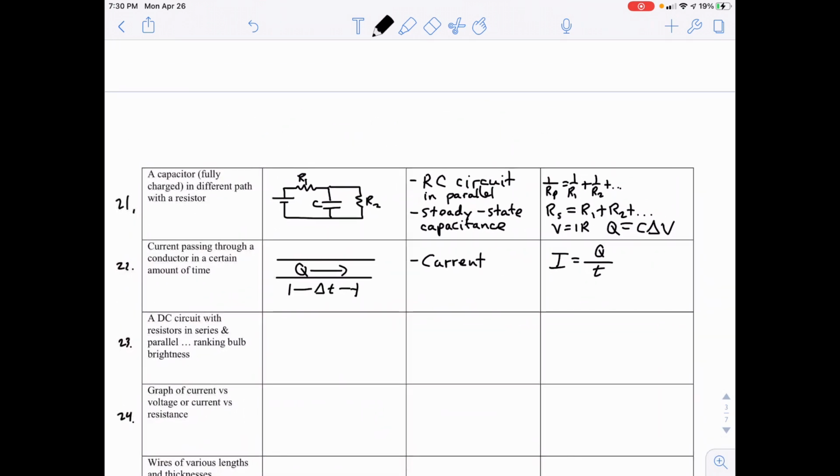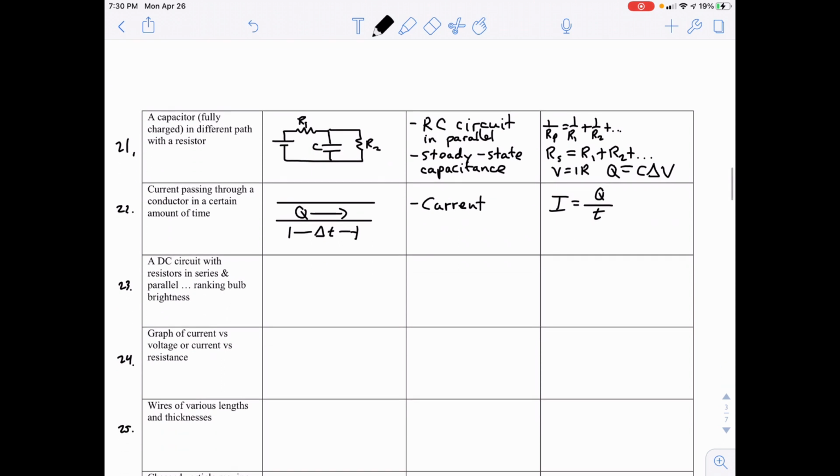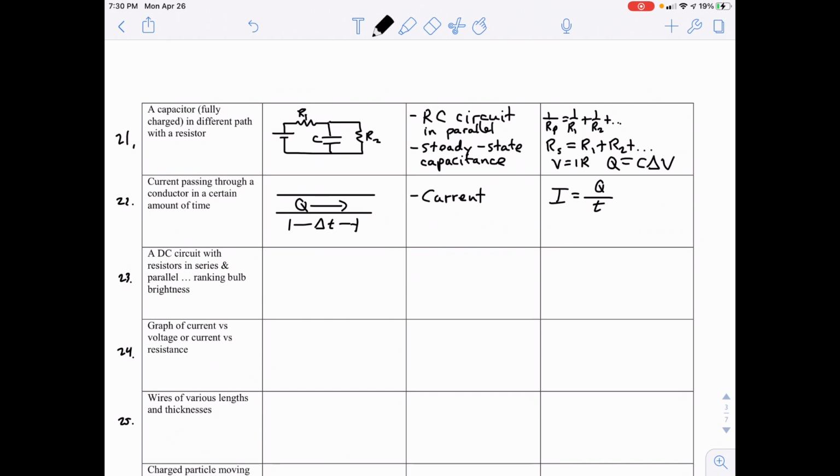Oftentimes, big Q was to establish a collective of charge larger than a singular charge, whereas little q is usually representing a point charge, something small, something minuscule, something almost fundamental, like an electron.